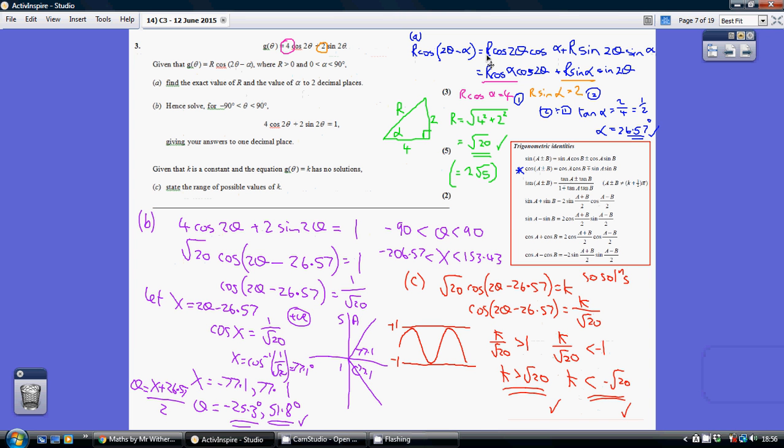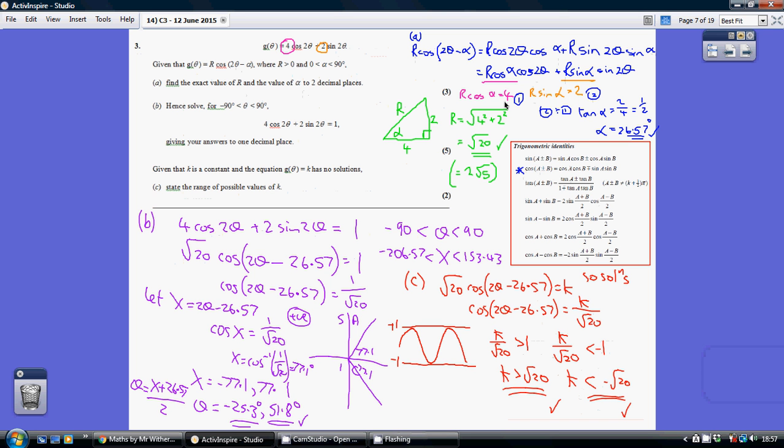And then we can really equate coefficients. We can say the 4 equates to the R cos alpha here, because that's the bit in front of the cos 2θ, and similarly the R sin alpha is the bit in front of the sin 2θ. So R cos alpha equals 4 and R sin alpha equals 2.